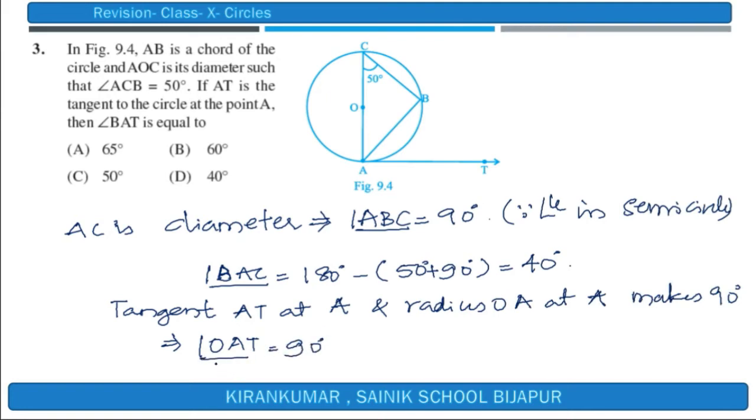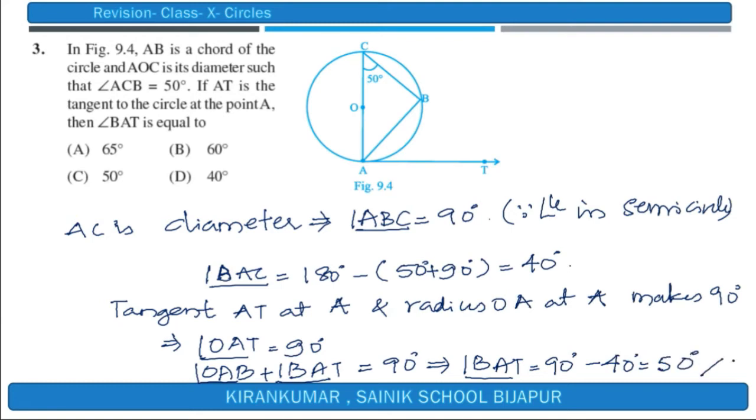What is angle OAT? It's a combination of angle OAB plus the angle BAT. Therefore, angle BAT will be equal to 90 degrees minus the angle OAB. Angle OAB is the same as angle CAB or BAC. So it is 90 minus 40 degrees, which is 50 degrees. So the right answer is option C, 50 degrees.